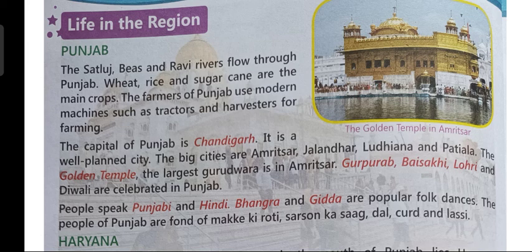And children, next, what are the festivals celebrated here in Punjab? So the people celebrate Guru Parab, Baisakhi, Lohri and Diwali. All these festivals are celebrated by the people of Punjab. Now, which two languages are spoken by the people in Punjab? So the people in Punjab speak Punjabi and Hindi. These are their main languages.